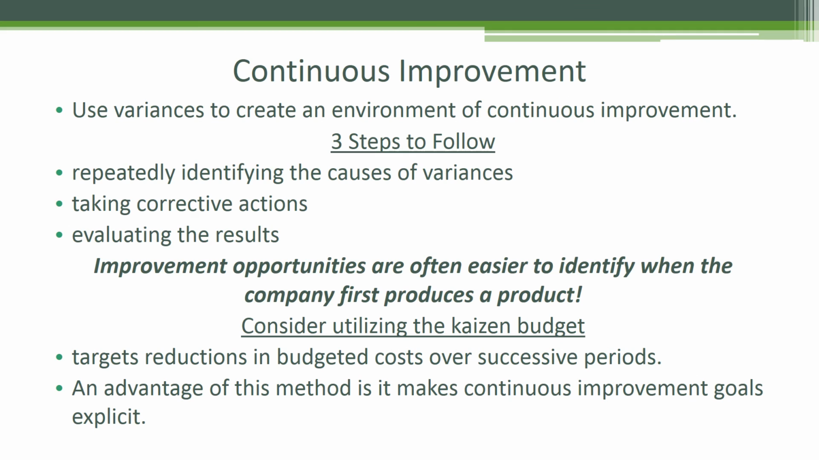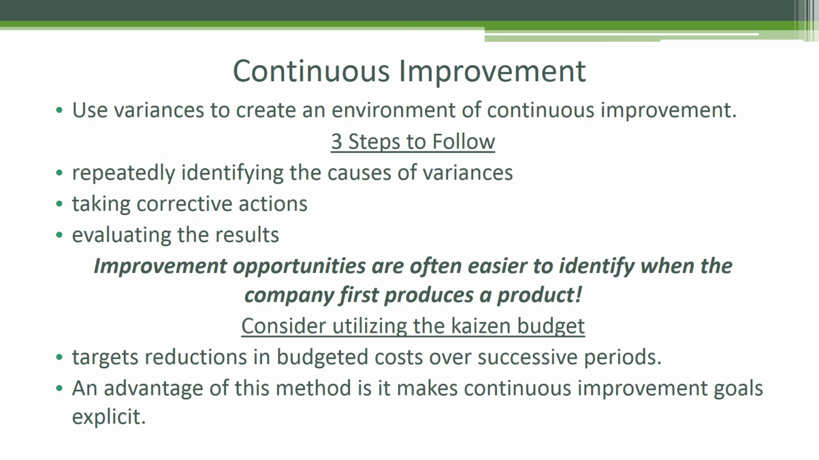Now that we know the goal of variance analysis is to improve the firm's performance, let's talk about continuous improvement. Three steps to follow to use variances to create an environment of continuous improvement are repeatedly identifying the causes of variances, taking corrective actions, and then evaluating the results.